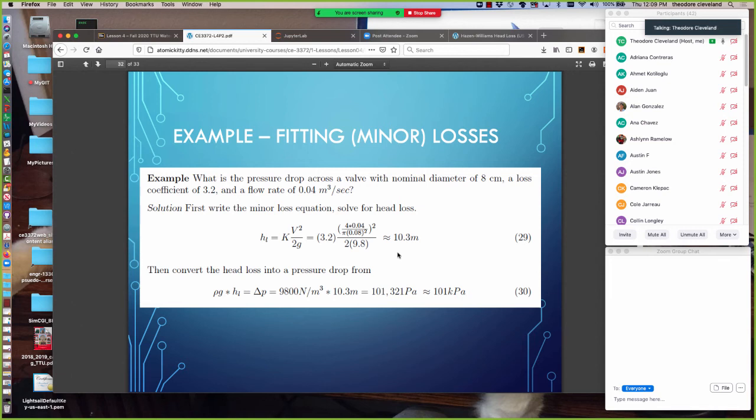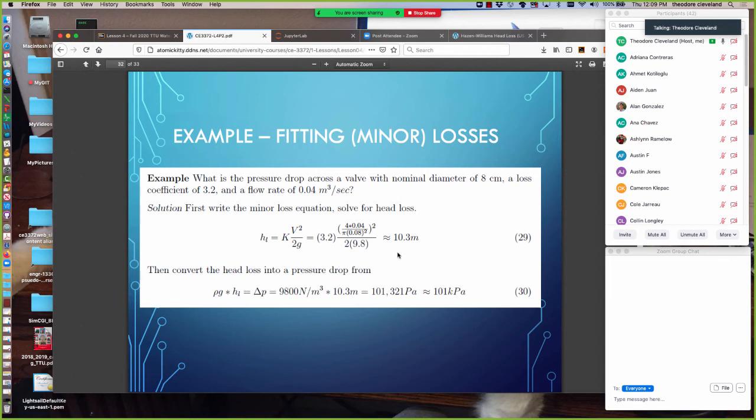So we find the head loss across the valve. K V squared over 2g, where K equals 3.2. That's given in the problem statement. Multiplied by the velocity squared. We compute the velocity from the given flow rate: 4 times 0.04 divided by pi times 0.08 quantity squared. We square that, so that's velocity squared. Divide that by 2, divide that by 9.8, the gravitational acceleration constant, for a head loss of 10.3 meters.